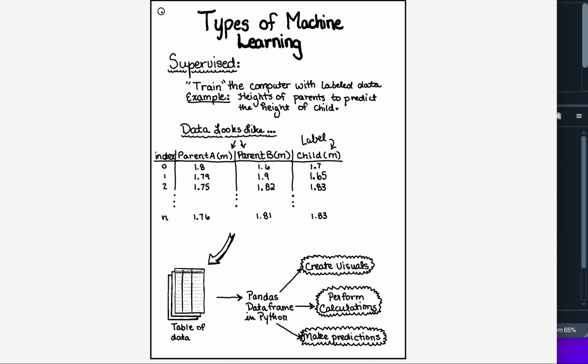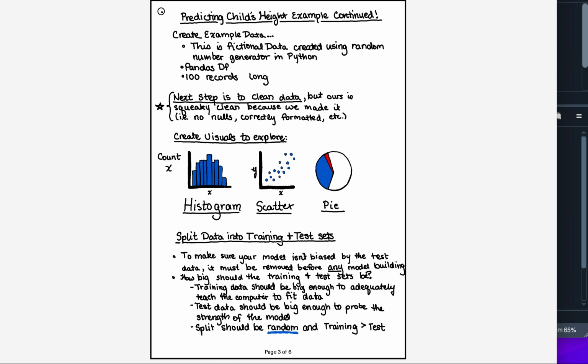So what we're going to do is take that data. Usually it comes to you in a table of some sort, and we can use tools in Python like pandas to create visuals, perform calculations, and then via machine learning make predictions for what the outcomes would be for new sets of data. If I continue with the example of the child's height, I'm going to create a fictitious data set that will be 100 records long, and I'm going to put it in a pandas data frame.